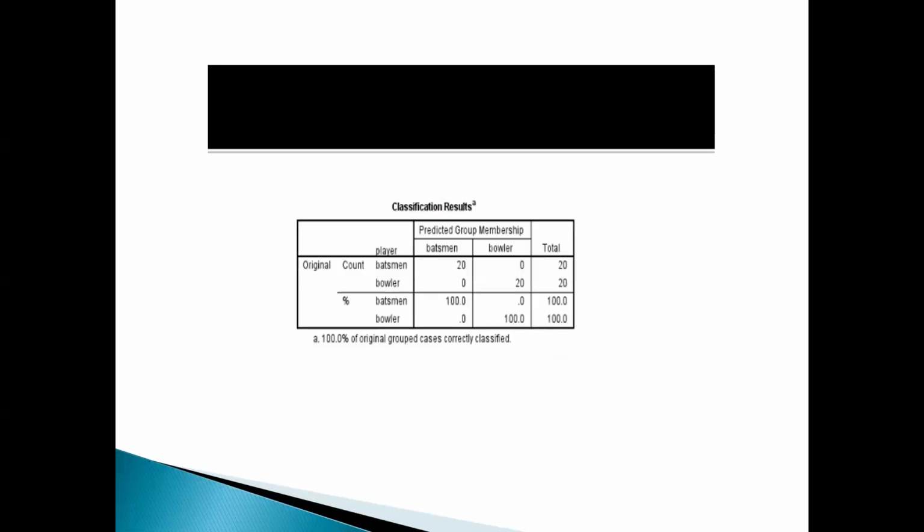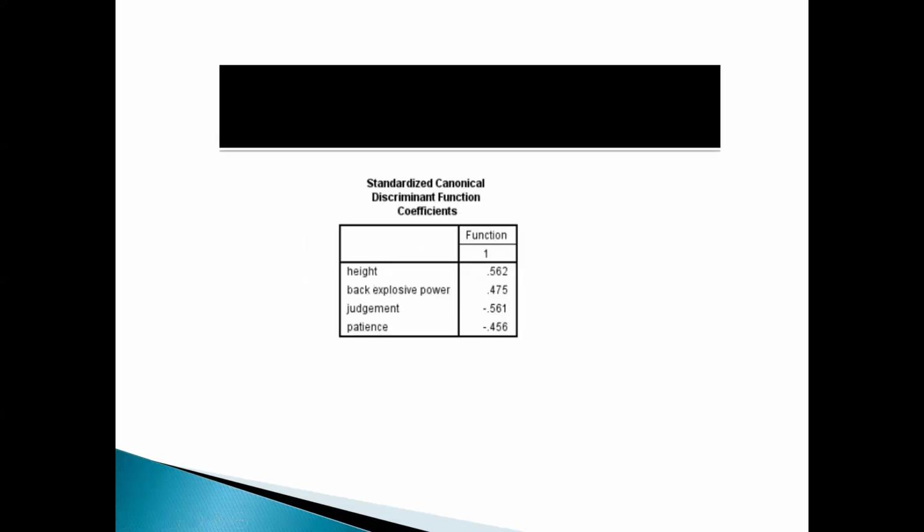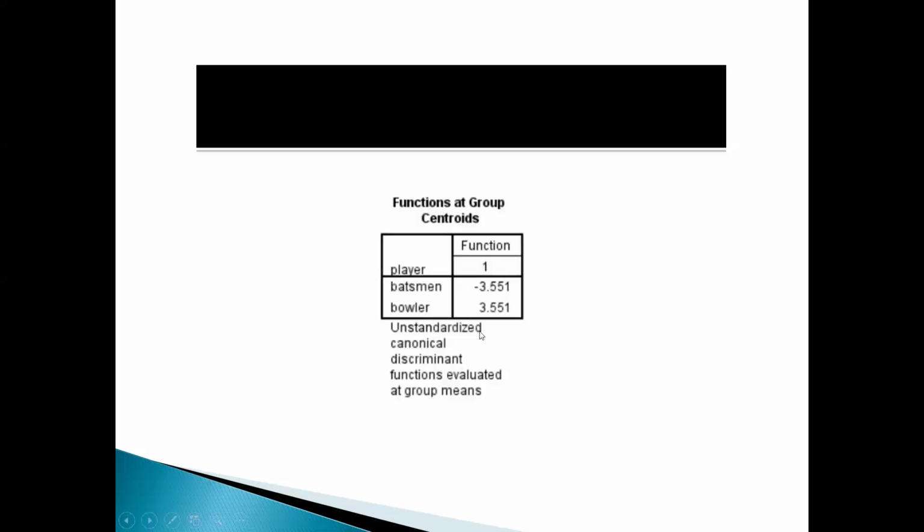Now this is the classification. You can see here all 20 batsmen and 20 bowlers are here, and this is for the percentage. 100% are classified correctly in the data. This is the classification result. So these are the final standardized canonical discriminant function coefficients. On the basis of that, we can make the function. So these are the values of the discriminant function. If the value is close to this one, we will classify the person as a batsman, and if values are closer to that, then we will decide that the person is a bowler.